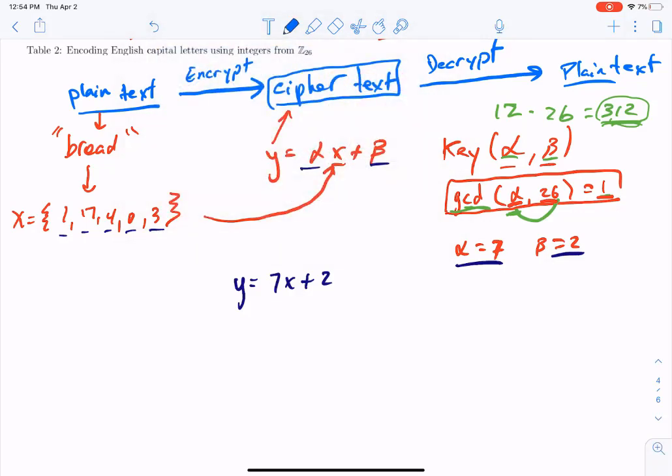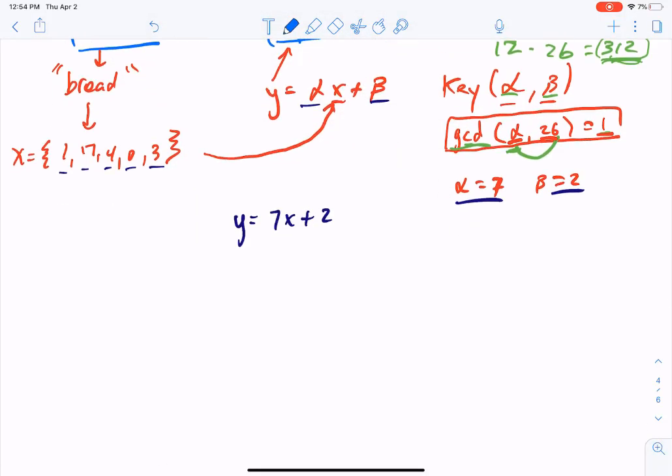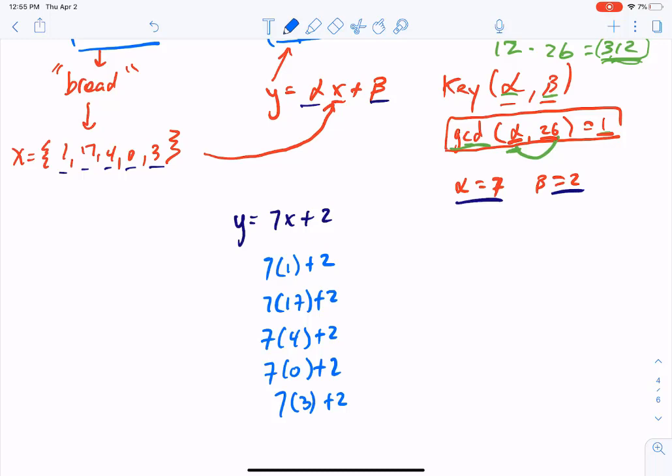Okay, so here's what I'm going to do. I'm going to say, okay, this is going to be 7 times 1 plus 2. It's going to be 7 times 17 plus 2. This is going to be 7 times 4 plus 2. 7 times 0 plus 2. And 7 times 3 plus 2. Cool. Okay, so we're going to get numbers out of these calculations. You need to do them all.